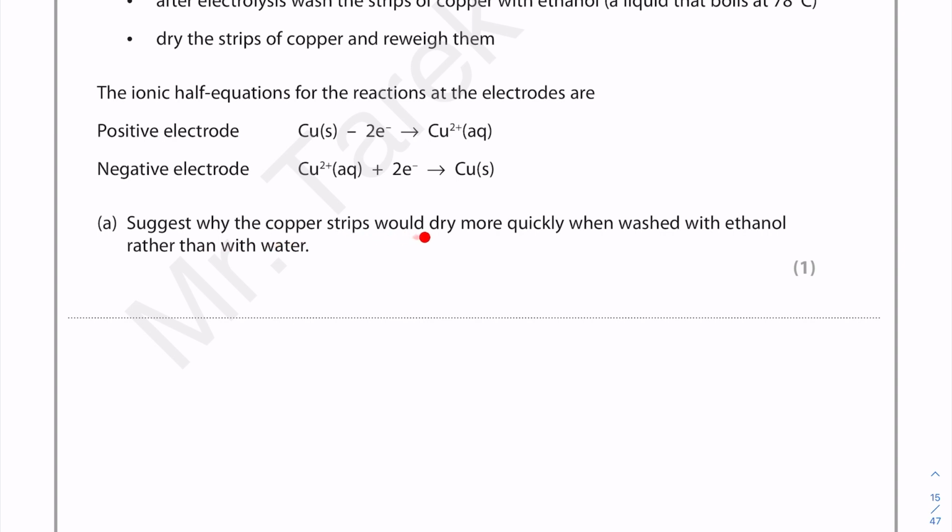Suggest why copper strips would dry more quickly when washed with ethanol rather than water. Ethanol is more volatile than water. Ethanol is more volatile يعني evaporates easier than water. يبقى ethanol is more volatile than water. يعني ايه كلمة volatile؟ يعني evaporates easier than الwater.